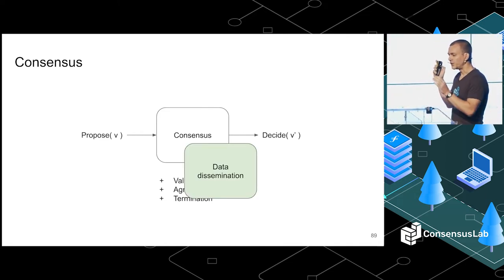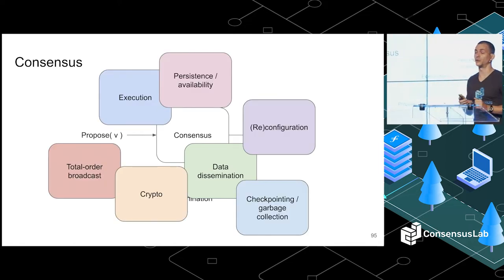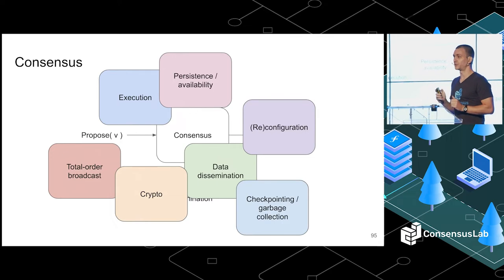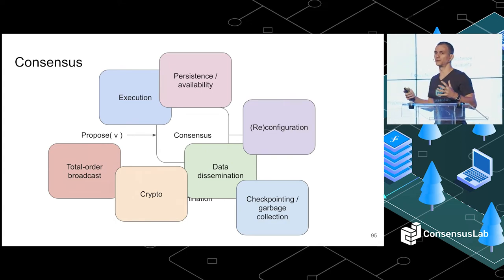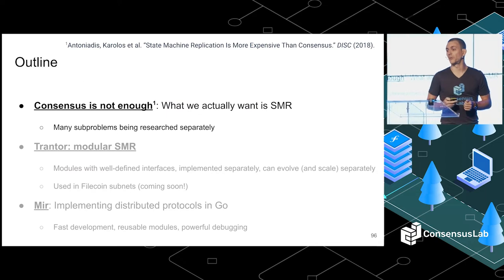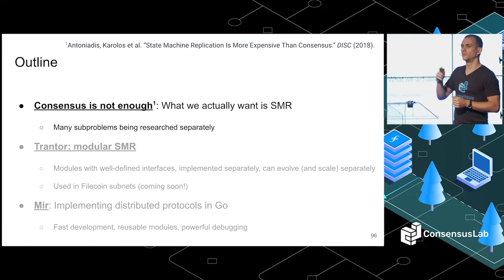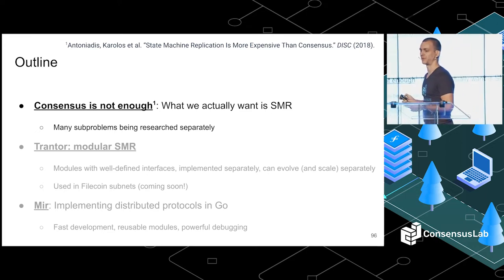So we need to do data dissemination, we need to do some execution, we need to do a lot of stuff. And all these problems are non-trivial. All of them are being researched and tackled separately. And we need to combine the solutions to all of these to get what we want. And that's very complex. So bottom line is that consensus is not enough. What we actually need is state machine replication.